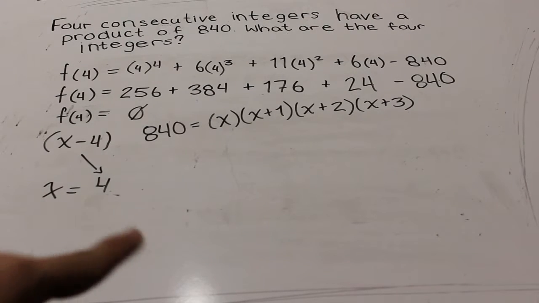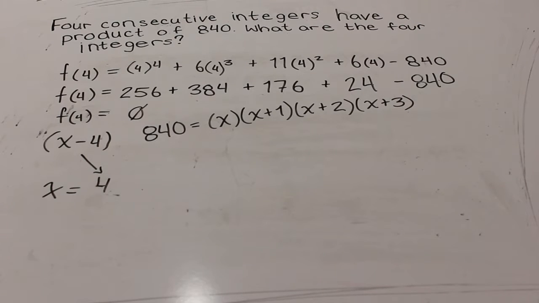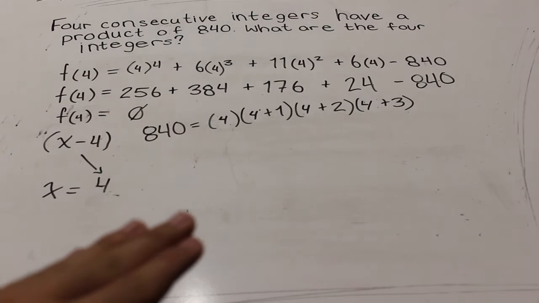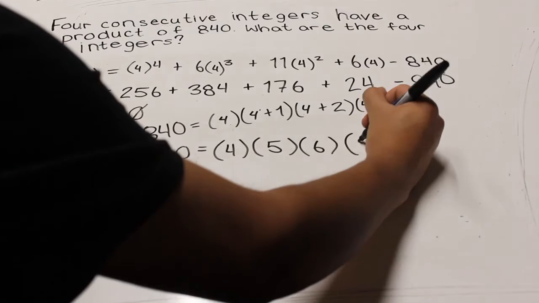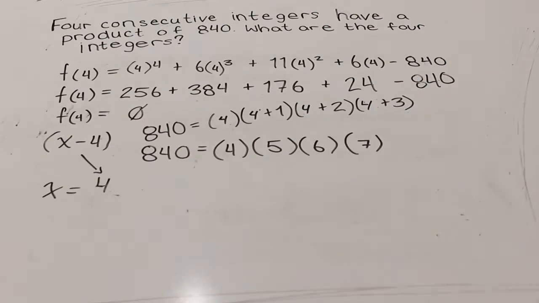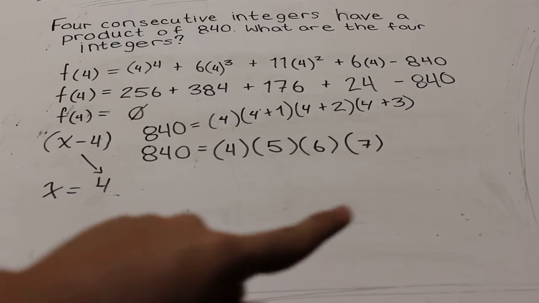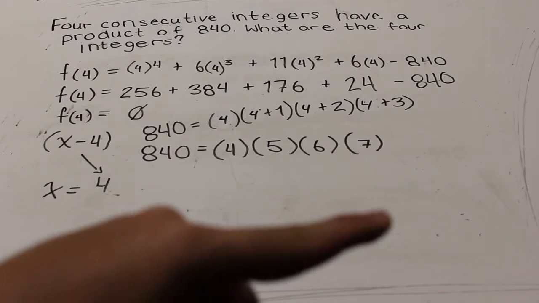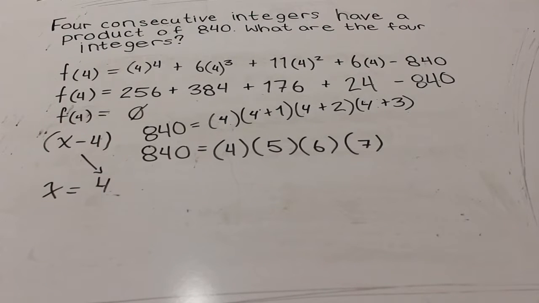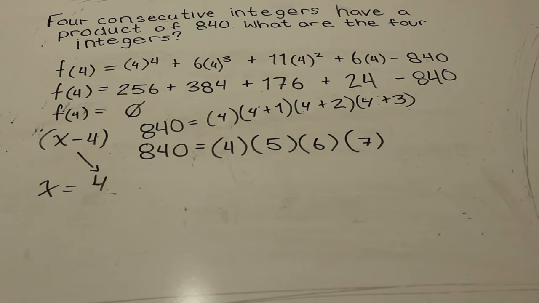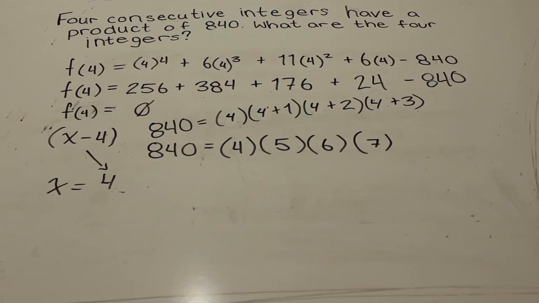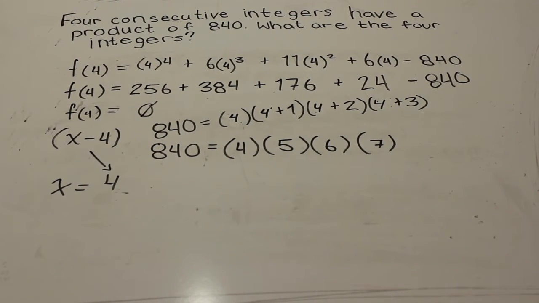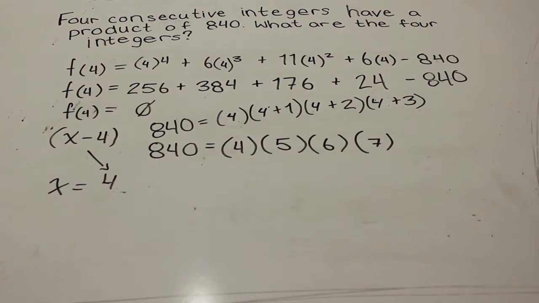Now let's plug in what we already know here into our equation. Now let's simplify our equation. Now that we have this, let's multiply 4 times 5 times 6 times 7 and see if we get 840. If you plug this into your calculator, you'll know that 4 times 5 times 6 times 7 is equal to 840. And so now we found our 4 consecutive integers.